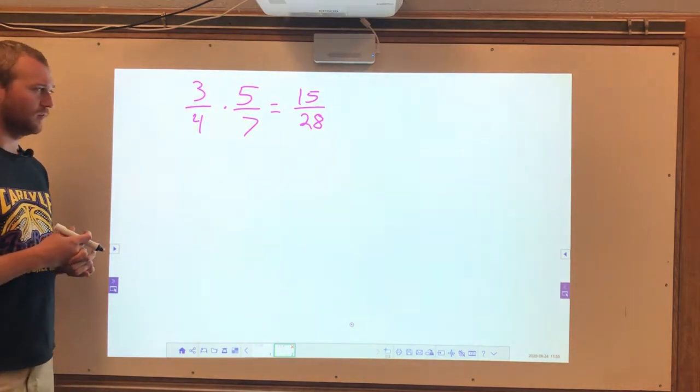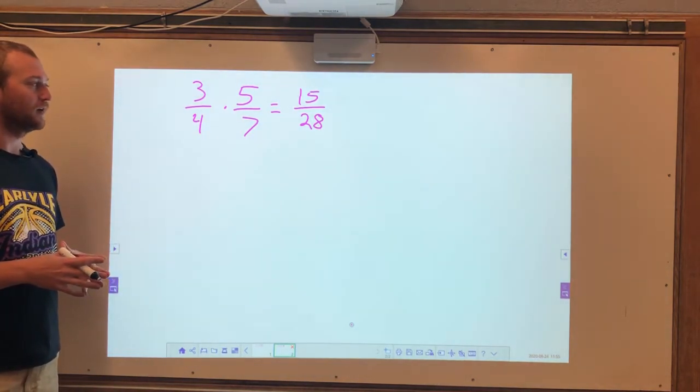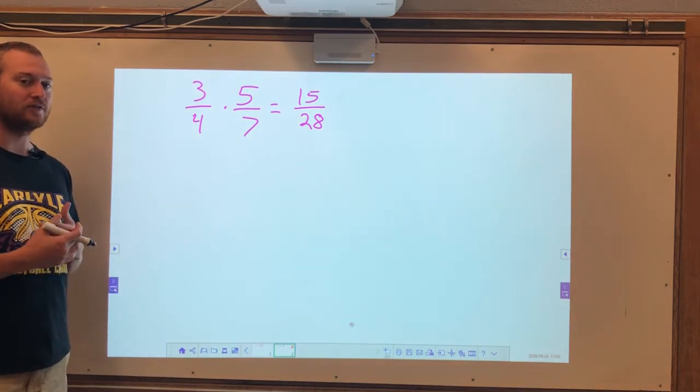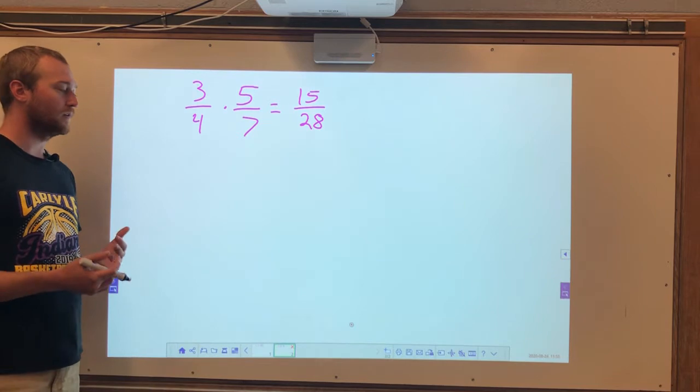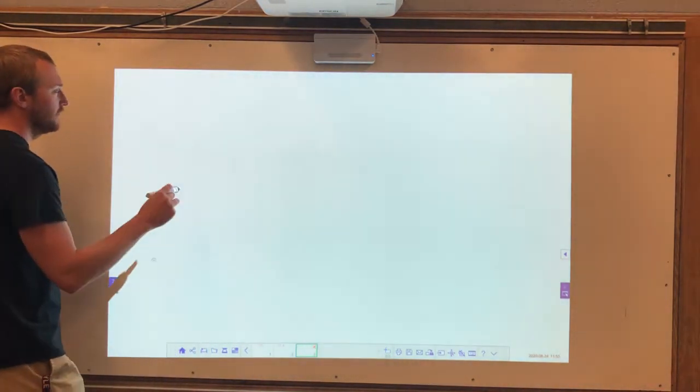And you might notice I'm kind of pausing and thinking about if this is our final answer, because if we can simplify a fraction, we should simplify it. Now, what do I mean by that? Let me jump to a blank screen real quick.